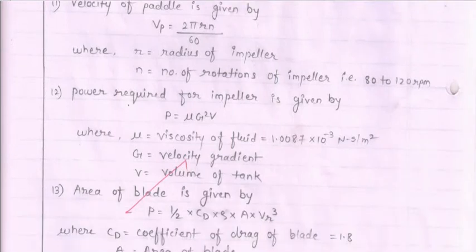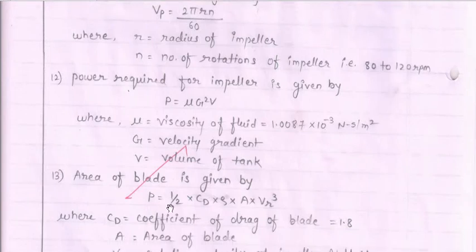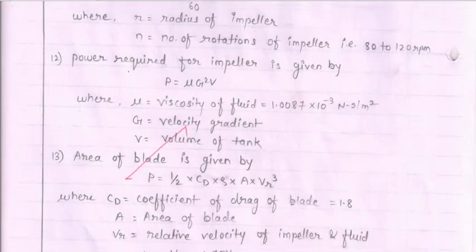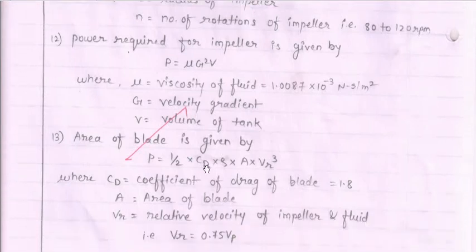Also the area of the blade can be found out by the formula P = ½ × CD × ρ × A × VR³, where the coefficient of drag of the fluid is 1.8, and the area of the blade is calculated with the help of all such related components. We know the value of CD, we know the value of ρ, we can calculate the relative velocity with the help of the velocity of the tip, that is the velocity of the paddle, and hence the area of the blade can be found out. So I am coming to the actual design, how the design will take place.